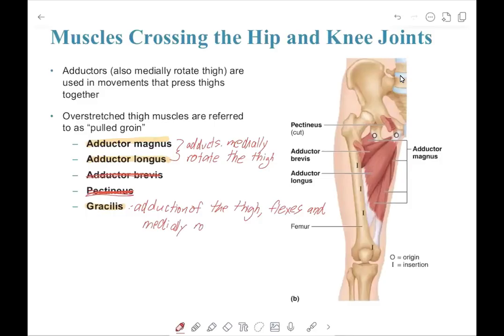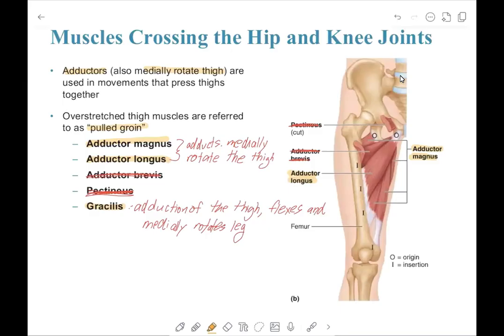When you're learning these different muscles, it does definitely help you if you can group them very similarly. So if there are several muscles that do the same thing, group them together, to make it a little easier for you to learn them. So we have the adductor longus and the adductor magnus that are shown. These adductors, which also medially rotate the thigh, are used in movements that press the thighs together. Overstretched thigh muscles are referred to as a pulled groin muscle.